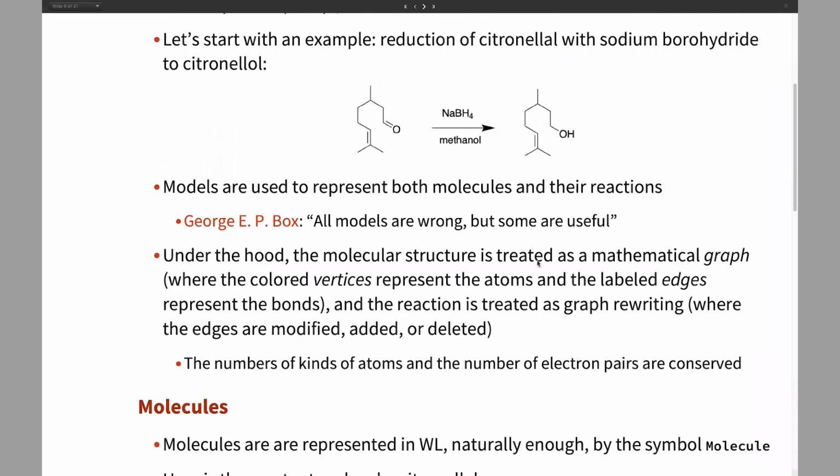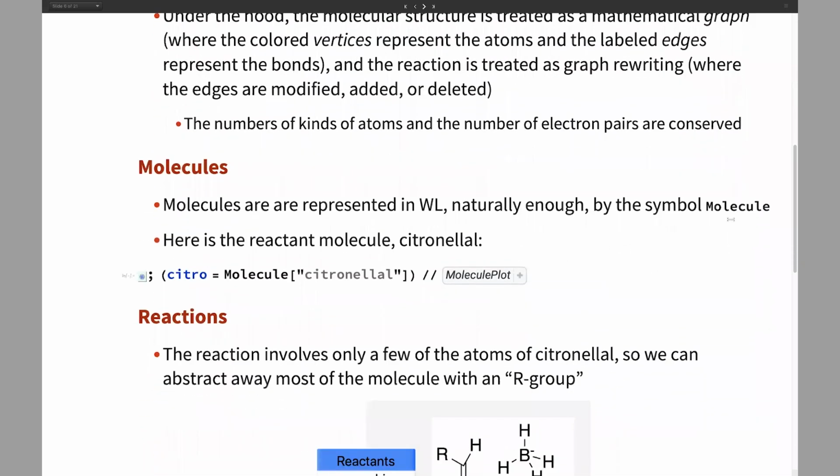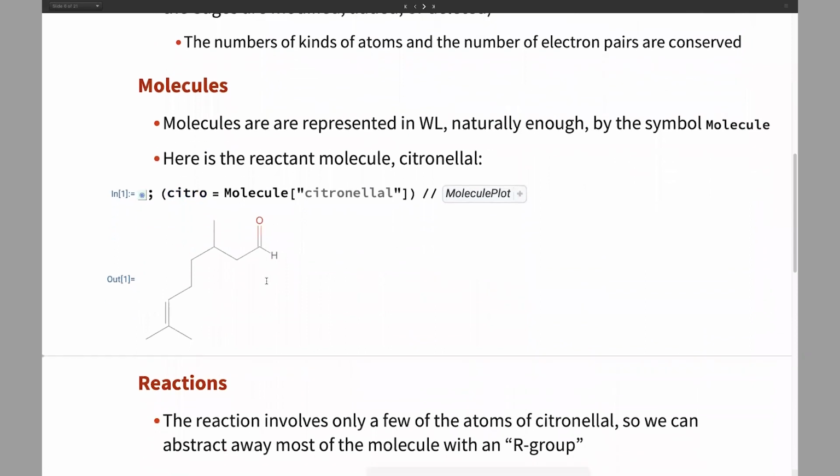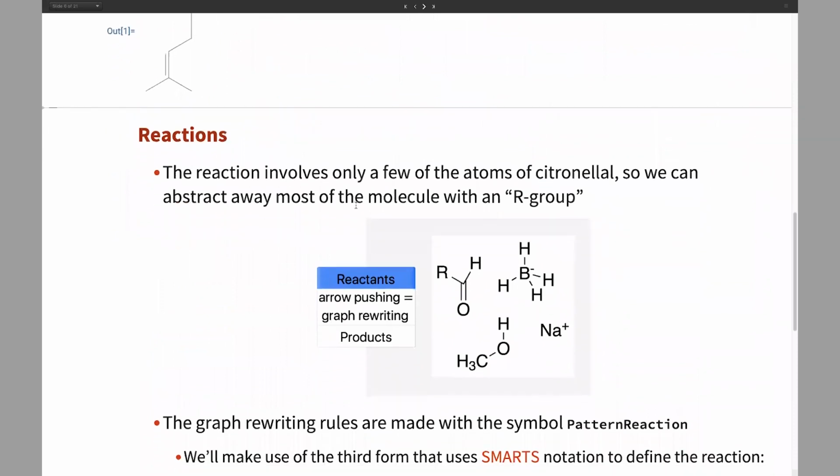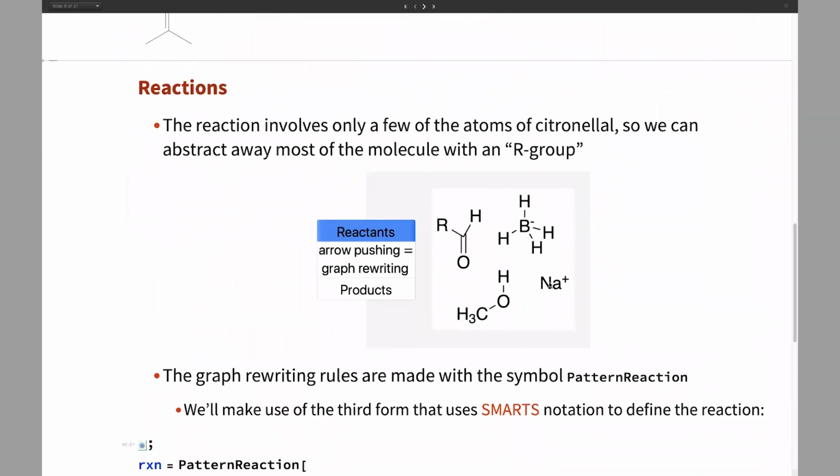Under the hood, we're using graphs to represent the molecules. The atoms are vertices, the bonds are the edges of the graph. And we're going to use graph rewriting to carry out reactions. In other words, rearrange the edges among the vertices to represent a reaction. So molecules in Wolfram language are built with a molecule function. Okay, so here's that same molecule, citronellal. And the reaction we want to do is to reduce it with sodium borohydride. Here's the sodium, here's the borohydride.